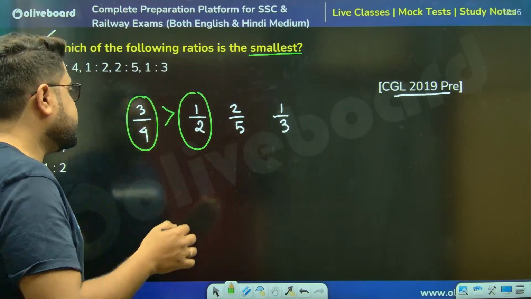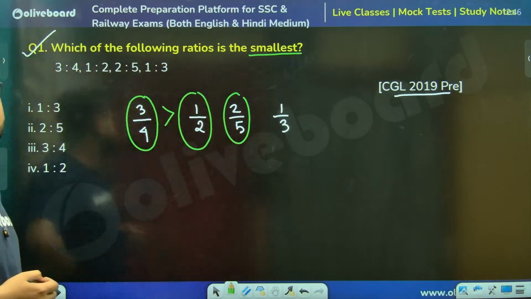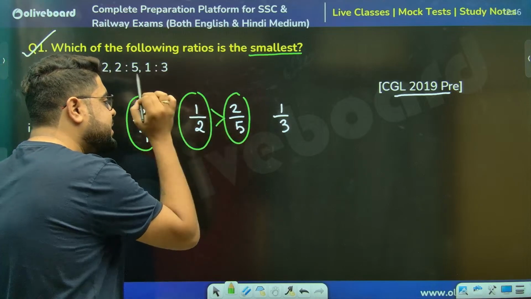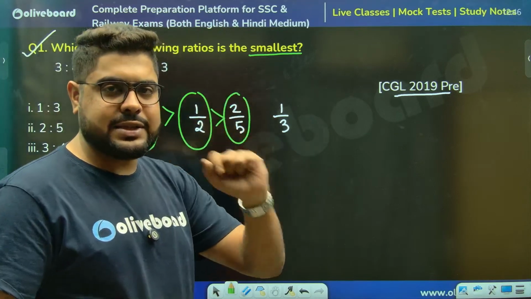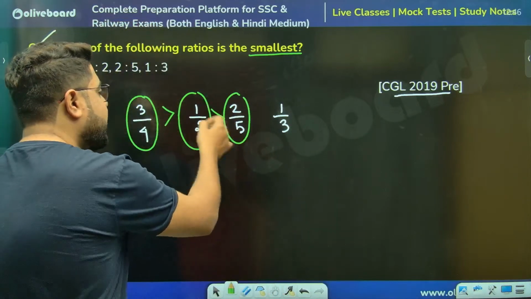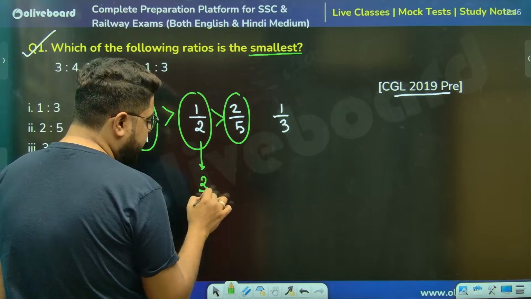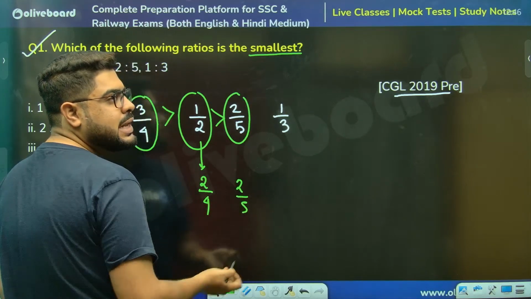Now, sir, 1 by 2 and 2 by 5. How to calculate? Again, if you use a little bit of common sense, you will say this is again smaller. Why, sir? Sir, you see, 1 by 2 means 2 by 4. And 2 by 5. Which one is greater?